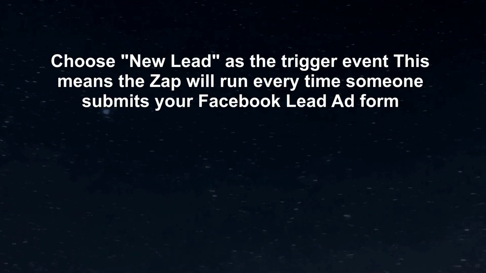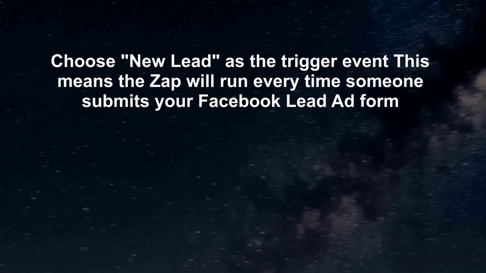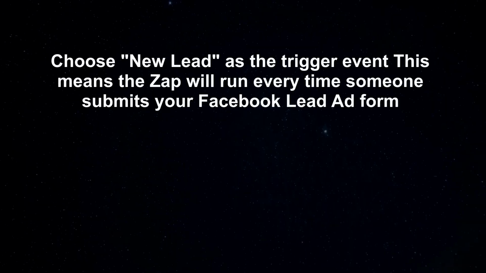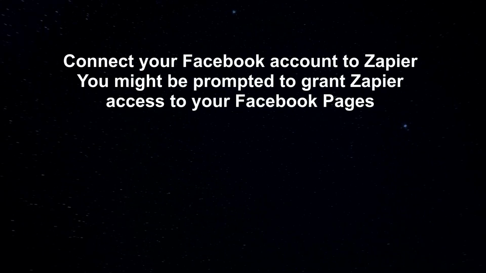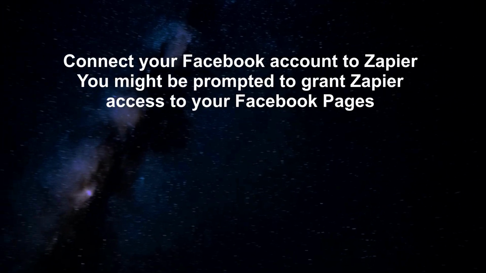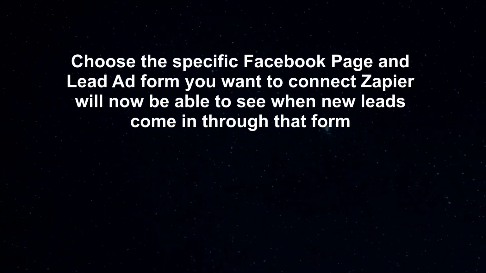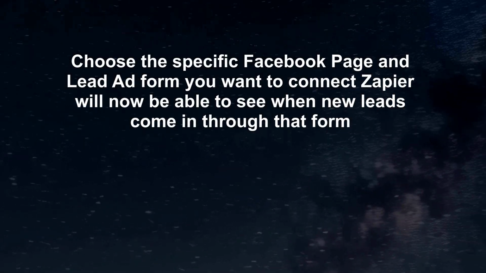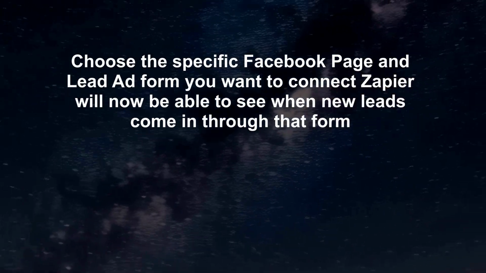Choose New Lead as the trigger event. This means the Zap will run every time someone submits your Facebook lead ad form. Connect your Facebook account to Zapier. You might be prompted to grant Zapier access to your Facebook pages. Choose the specific Facebook page and lead ad form you want to connect. Zapier will now be able to see when new leads come in through that form.